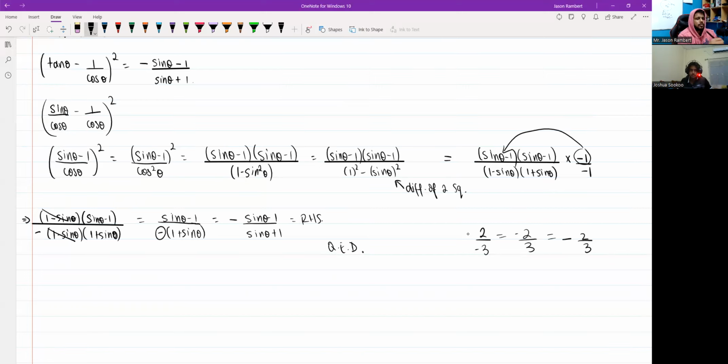Quadrant demonstrable. Kind of lost on how it was 1 minus sine theta from sine theta minus 1, and when you multiply by negative 1. So sine theta minus 1, I'm multiplying the minus 1 there, right? So I'll get minus sine theta plus 1, which is the same thing as 1 minus sine theta. Okay.